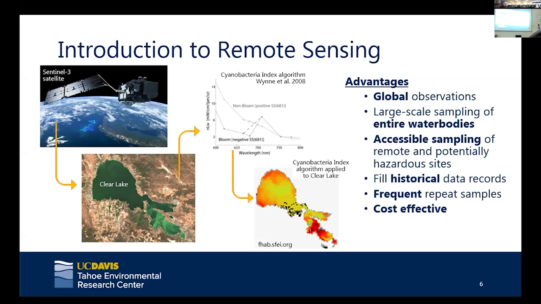And these figures here show a picture of the Sentinel-3 satellite, and then an image it's taken over Clear Lake. And then you can apply algorithms that use those reflectance measurements at different wavelengths. And those can be used to calculate different things, in this case, calculating a measure of cyanobacteria, which is then shown across Clear Lake.